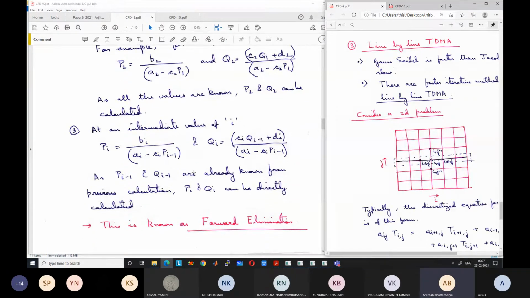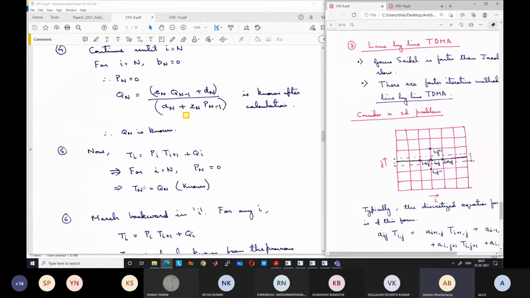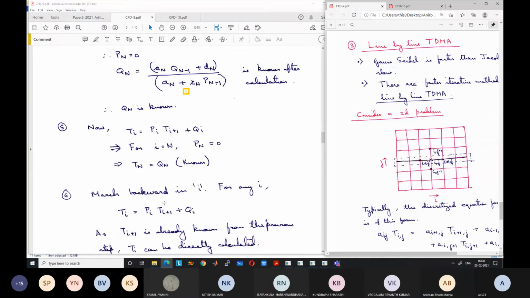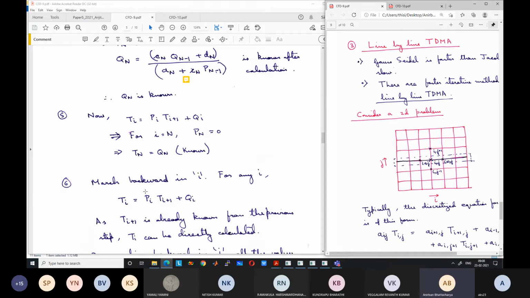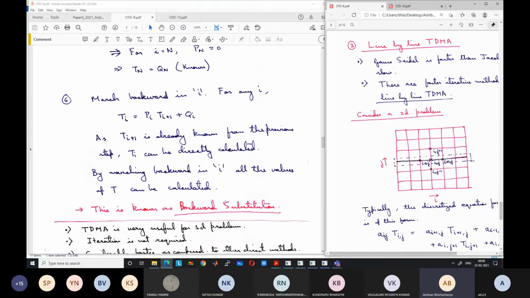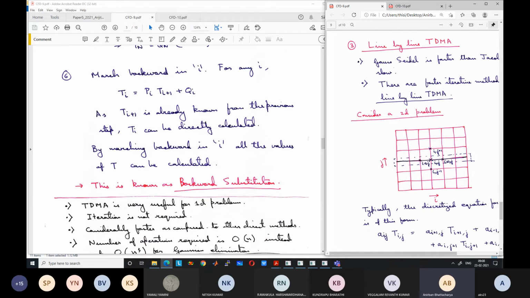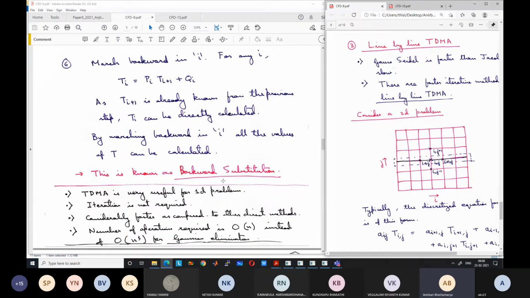After that, once the unknown value for the nth grid point is known because it is equal to Qn, then we go in the backward direction and find out the unknown values for i minus 1, i minus 2 like this, so n minus 1, n minus 2, n minus 3 like this up to i equal to 1. This was known as backward substitution. Okay, forward elimination and backward substitution.